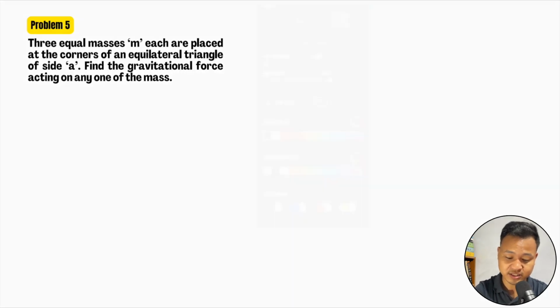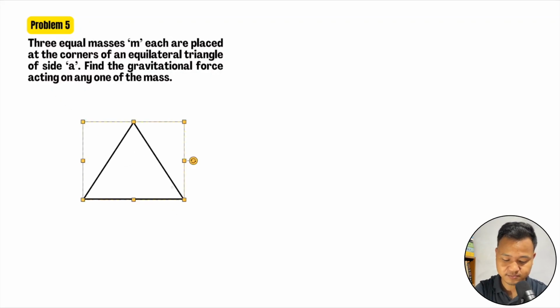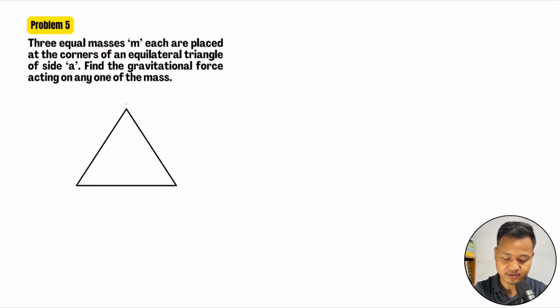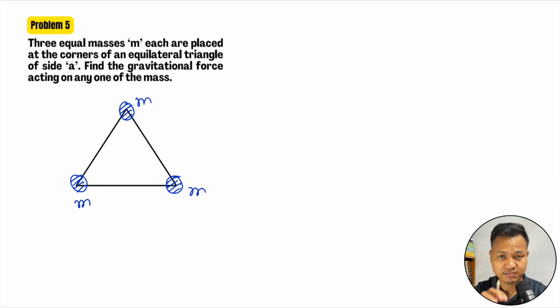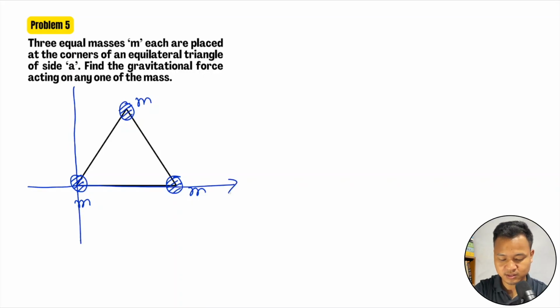So you have an equilateral triangle. I'll try to draw a perfect triangle. And you have 3 equal masses here. Each mass has a position and a position vector. Therefore you put these things in an xy plane, as with the center of mass. So therefore you do the same thing here. Put one of the masses at the origin. And then write the coordinates.